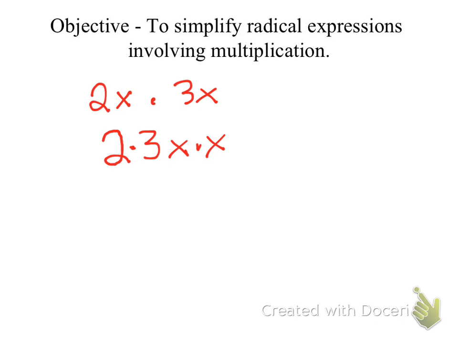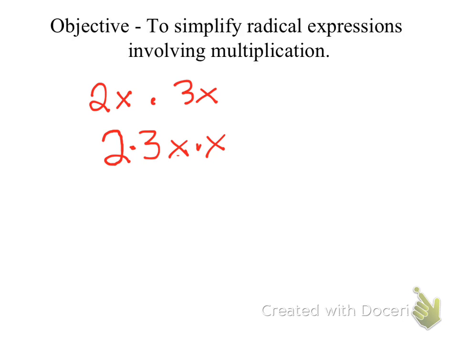Now, if I multiply 2x times 3y, what do I do? Actually, let's make it 2x times 3x. So you multiply the coefficients, 2 times 3, then x. So we multiply coefficient with coefficient, and variable with variable.